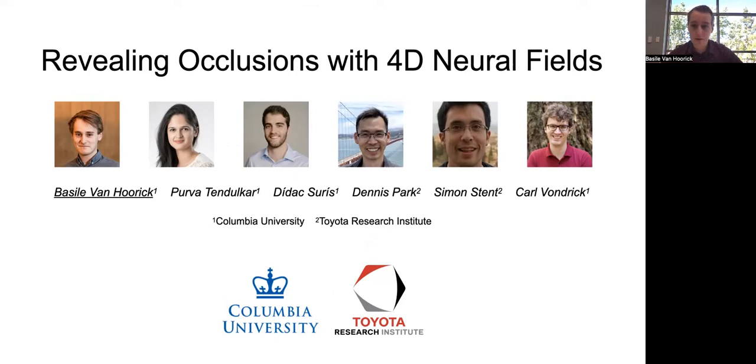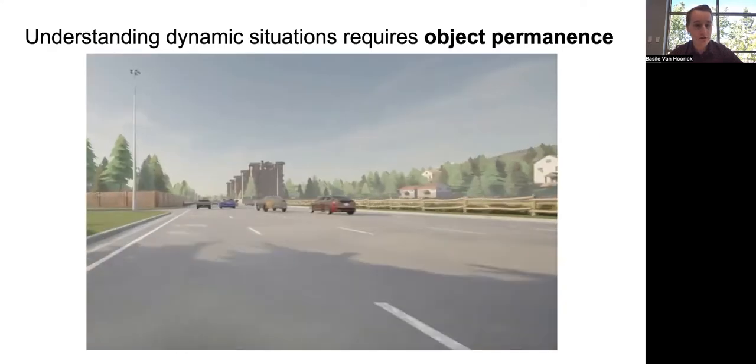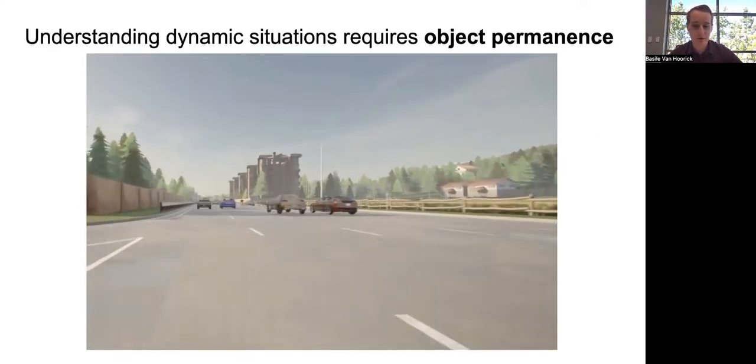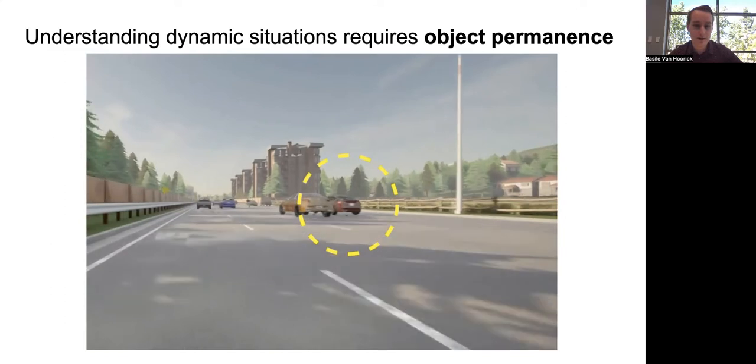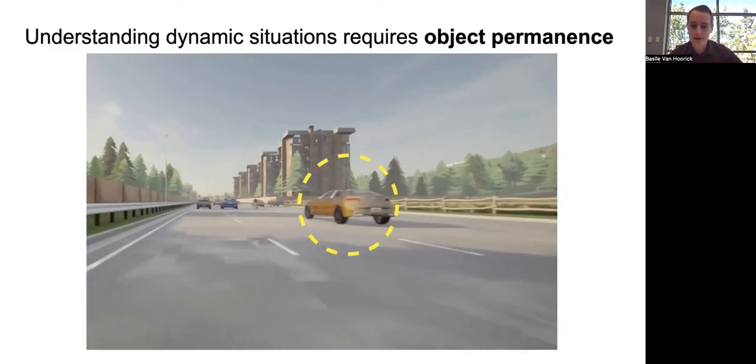Welcome to Revealing Occlusions with 4D Neural Fields. Occlusions are everywhere. For example, when this red car becomes invisible, we know that it did not vanish into thin air, but in fact still exists behind the orange car.